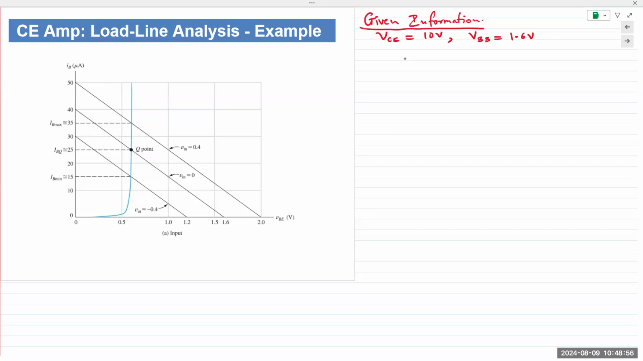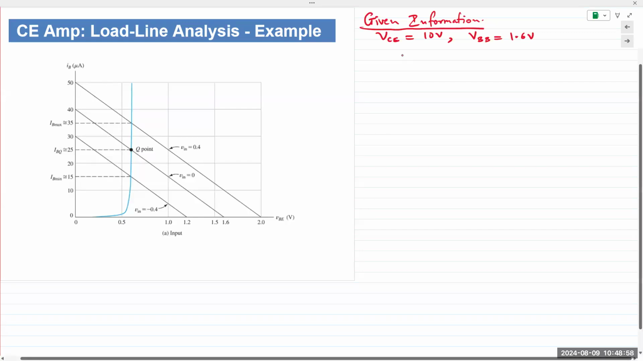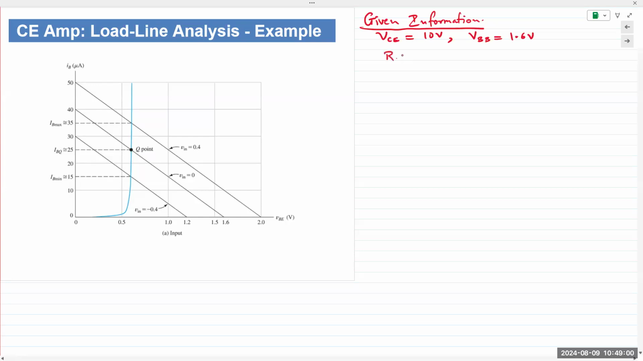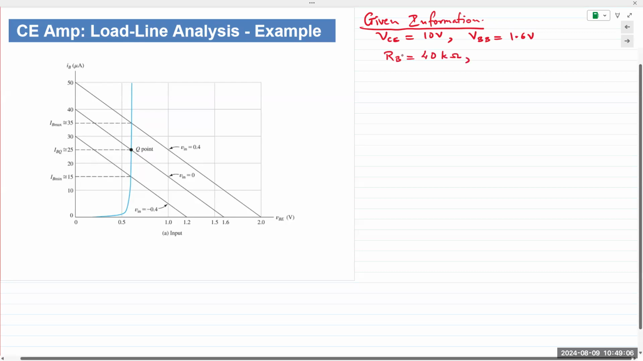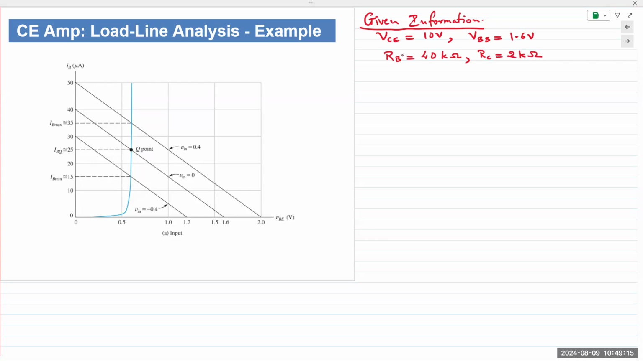VCC is 10 volts, VBB is 1.6, RB is 40 kilo ohms, and RC is 2 kilo ohms. There's 4 quantities. We know the values for all of them.